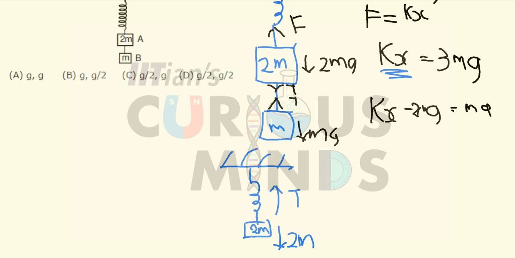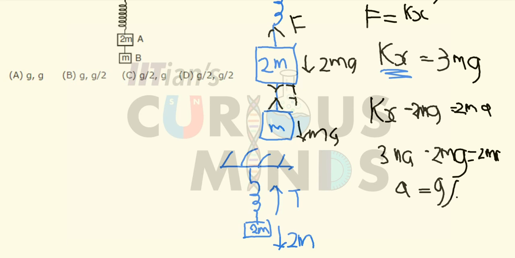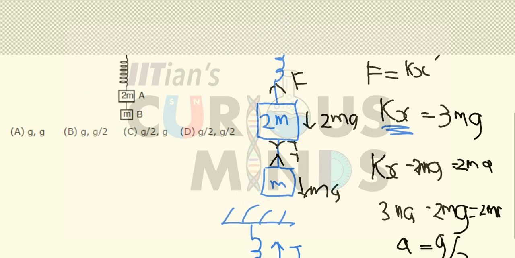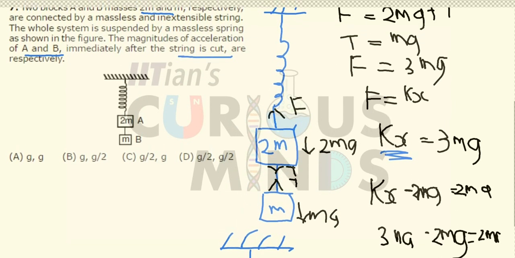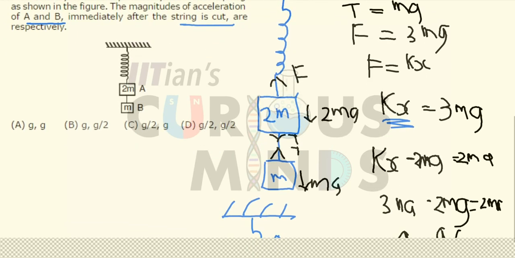So basically Kx is equal to 3mg. So 3mg minus 2mg is equal to 2ma. So over here a will be equal to mg divided by 2m, or a will be equal to g divided by 2. So we have to calculate the accelerations of blocks A and B.